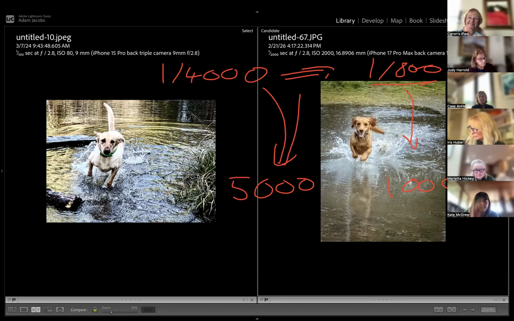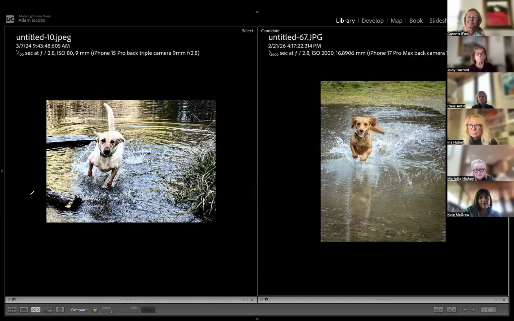Kate, you're on. I see you got a question, but you're just on mute. Yeah. So on both of these, you have an f-stop 2.8, and I know that you said that doesn't matter. Is that just an automatic setting then on your camera? Absolutely, yeah. I'm going to show you one thing. I'll show you in a minute.